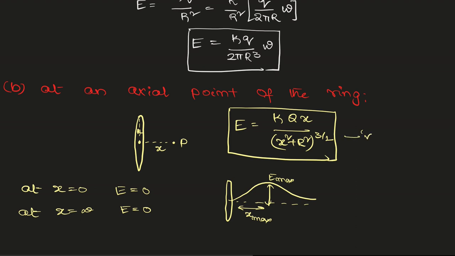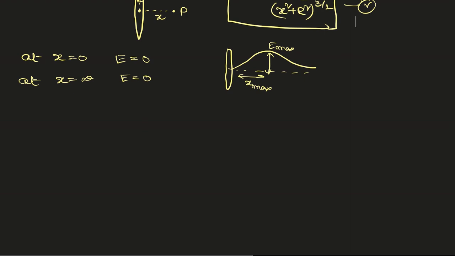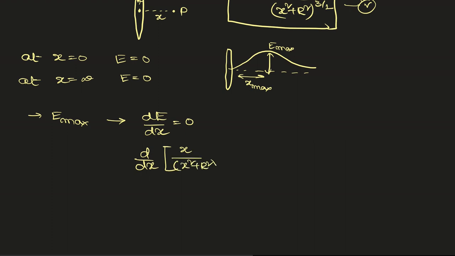For this, we have to differentiate this equation with respect to x, because they are speaking about the maximum value of E. E maximum means dE by dx must be equal to 0. So we can take kq outside, and we have d by dx of x by (x square plus r square) whole power of 3 by 2, equal to 0. Now if you differentiate this, you will get x equal to r by root 2. At this distance, the electric field becomes maximum on both sides.